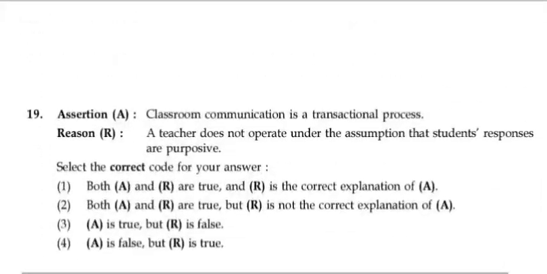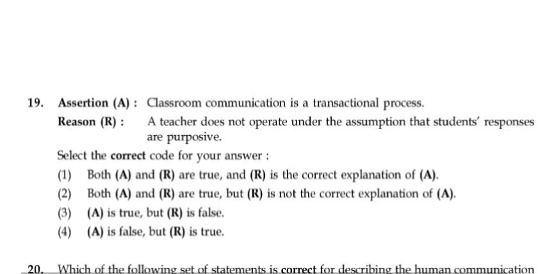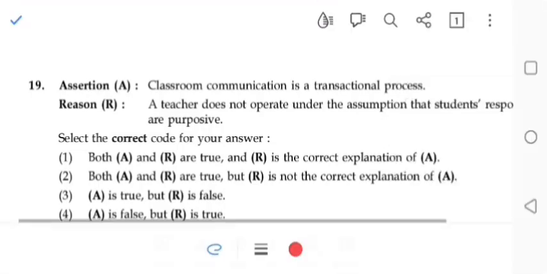Number 19 says same kind of question. Assertion A, classroom communication is a transactional process. Reason R is saying a teacher does not operate under the assumption that students' responses are purposive. Options are both A and R are true and R is the correct explanation of A. Both A and R are true but R is not the correct explanation of A. A is true but R is false. A is false but R is true. Number 19, 3. A is true but R is false. Okay.